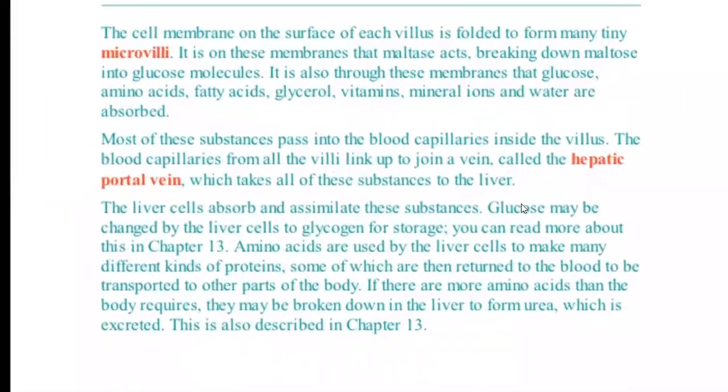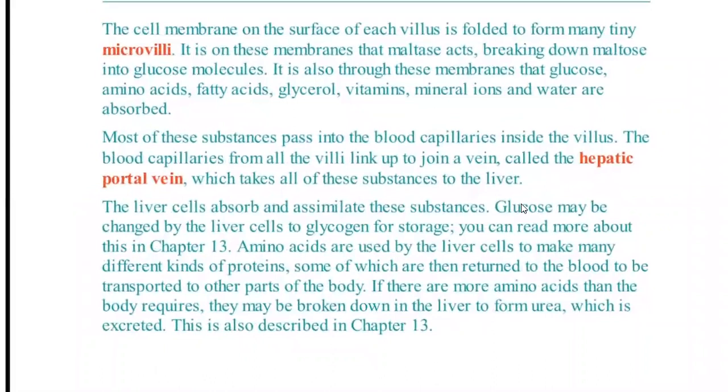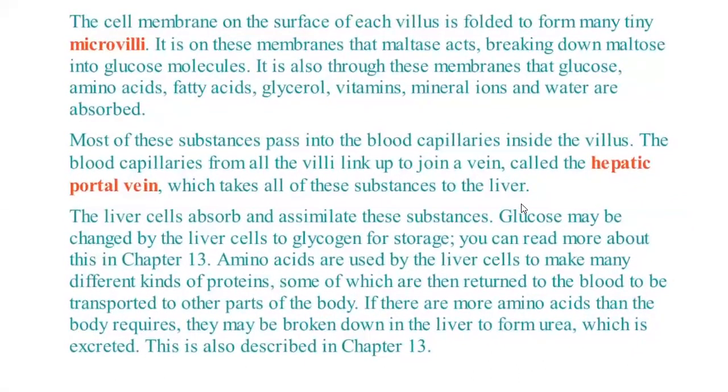Now this thing will be very easily understandable, right? Let's say, for example, I'm reading the second paragraph: most of these substances pass into the blood capillaries inside the villus. The blood capillaries from all the villi link up to join a vein known as the hepatic portal vein, which takes all the substances to the liver. The liver cells absorb and assimilate these substances. Glucose may be changed by the liver cells to glycogen for storage. Amino acids are used by the liver cells to make many different kinds of proteins, some of which are then returned to the blood to be transported to other parts of the body. And if there are more amino acids than the body requires, they may be broken down in the liver to form urea, which is excreted in the urine. Is that understood now? Yes.